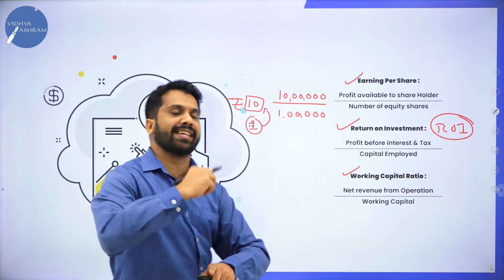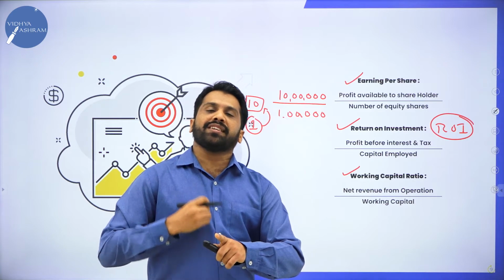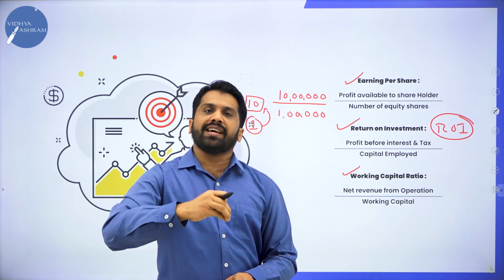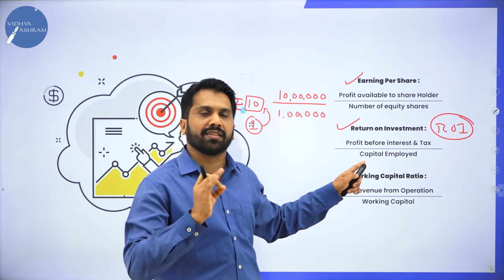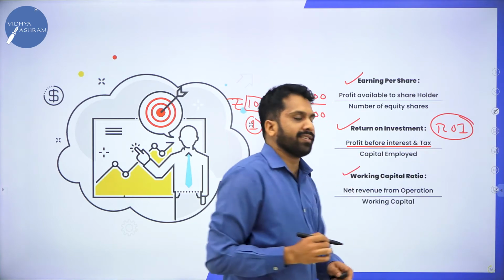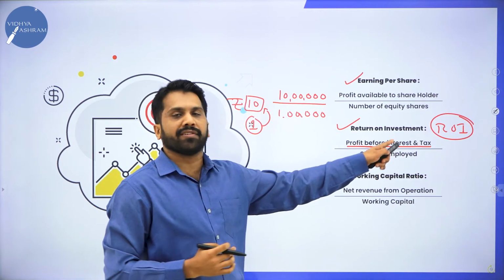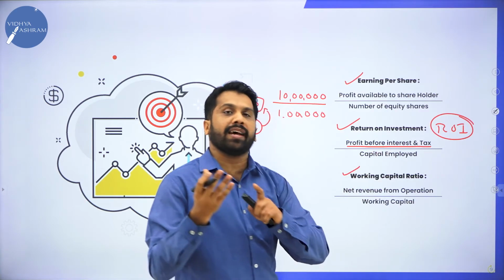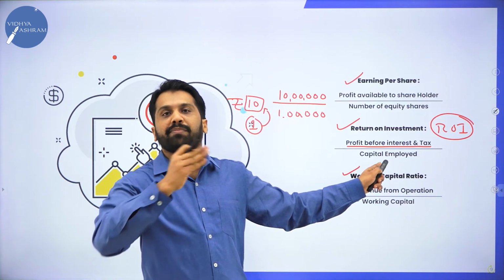Now we'll go for the second one: return on investment. Normally, if you are investing in shares or mutual funds or any deposits, you will expect a return. So what is the calculation? It is very simple. Profit before interest and tax will be given directly in your question paper. Sometimes they may give you profit before tax, then you have to add back interest. We already did one problem on this in the previous session.